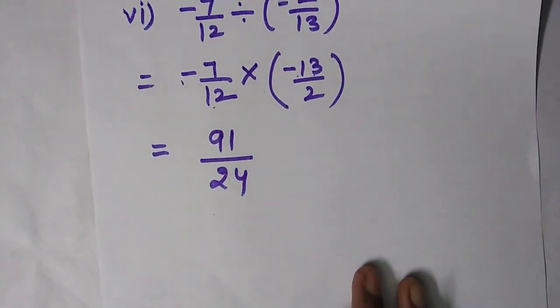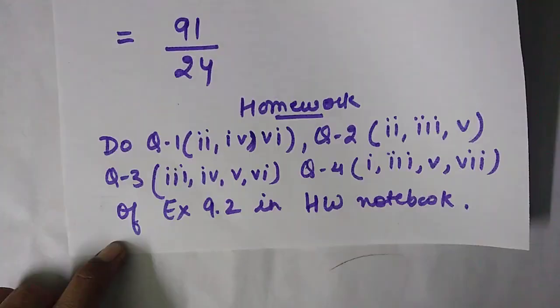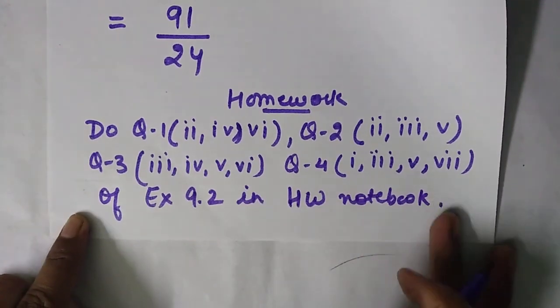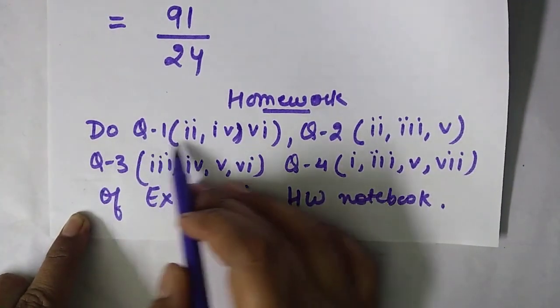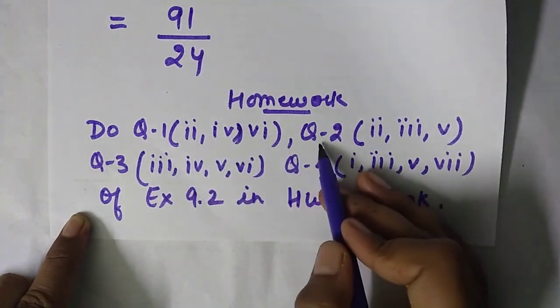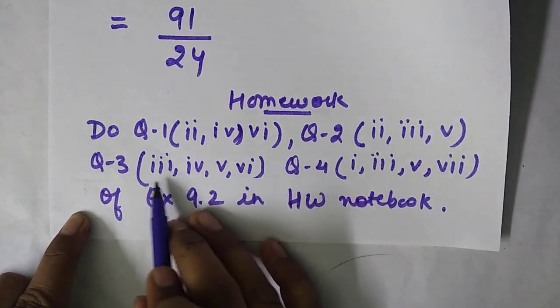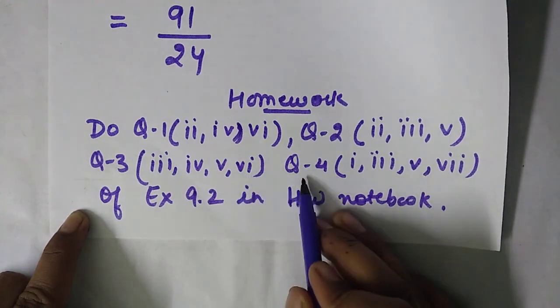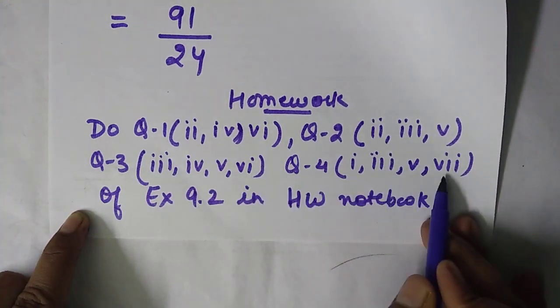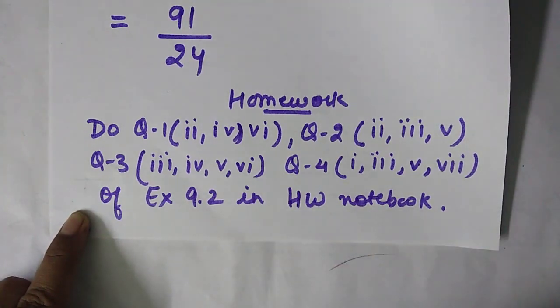Now come to the homework. You have to do exercise 9.2. So students, your homework for today's lecture is you have to do question number 1, part 2nd, 4th and 6th. Question number 2, part 2nd, 3rd and 5th. Question number 3, part 3rd, 4th, 5th and 6th. Question number 4, 1st, 3rd, 5th and 7th of exercise 9.2 in your homework notebook. Thank you so much.